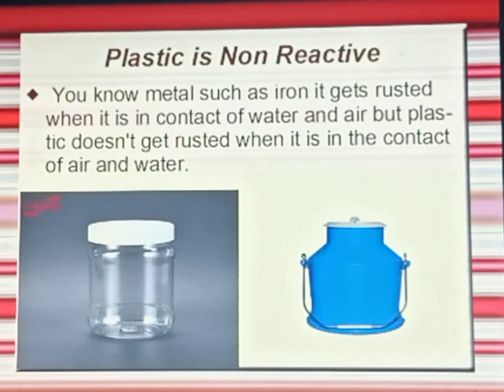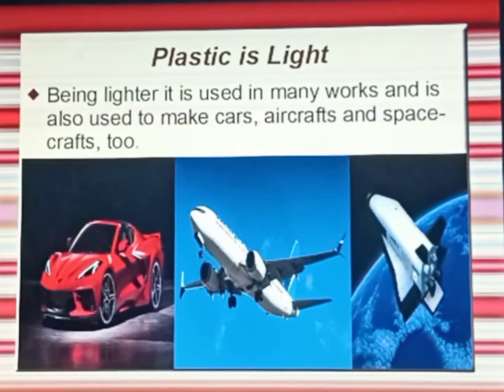Plastic is non-reactive, so we use it. You know that metals such as iron get rusted when they are in contact with water and air. It means they react with water and air. But plastic doesn't get rusted because it doesn't react when it is in contact with air and water. Yes, it is non-reactive. Here is a box which is not reactive, it is plastic. That is why we use it. Plastic containers are here.